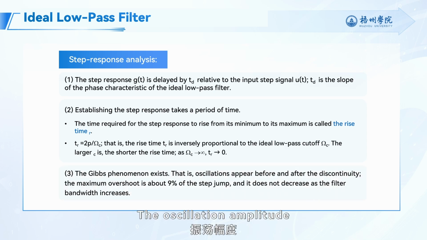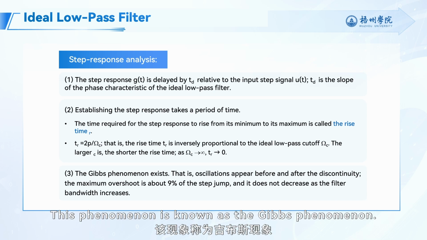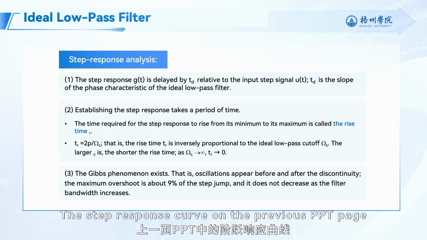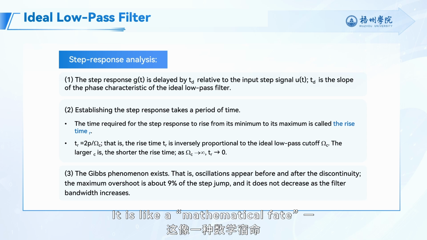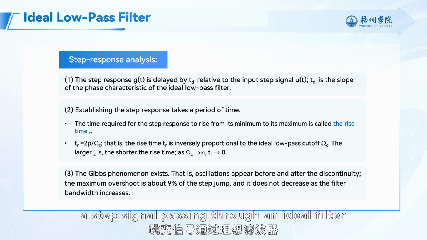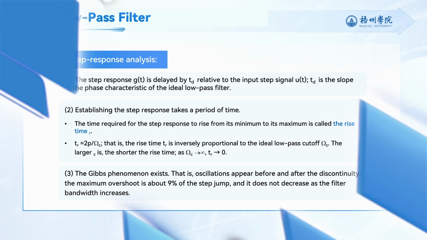The oscillation amplitude is fixed at 9% of the step height and cannot be eliminated regardless of the bandwidth. This phenomenon is known as the Gibbs phenomenon. The step response curve on the previous PPT page shows this typical phenomenon. It is like a mathematical fate. A step signal passing through an ideal filter will inevitably produce oscillations.